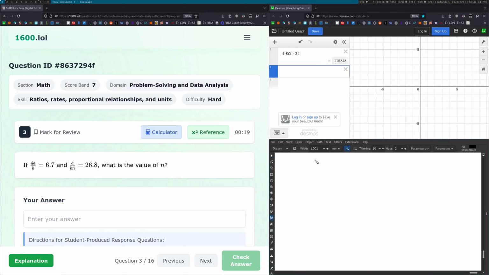If 4a over b is equal to 6.7 and a over bn is equal to 26.8, what is the value of n? Since we've got too many variables, we've got to use Desmos on this one. So not Desmos, just my algebra. So 4a over b is equal to 6.7. And given that, you can just multiply both sides by b. 4a is equal to 6.7b.